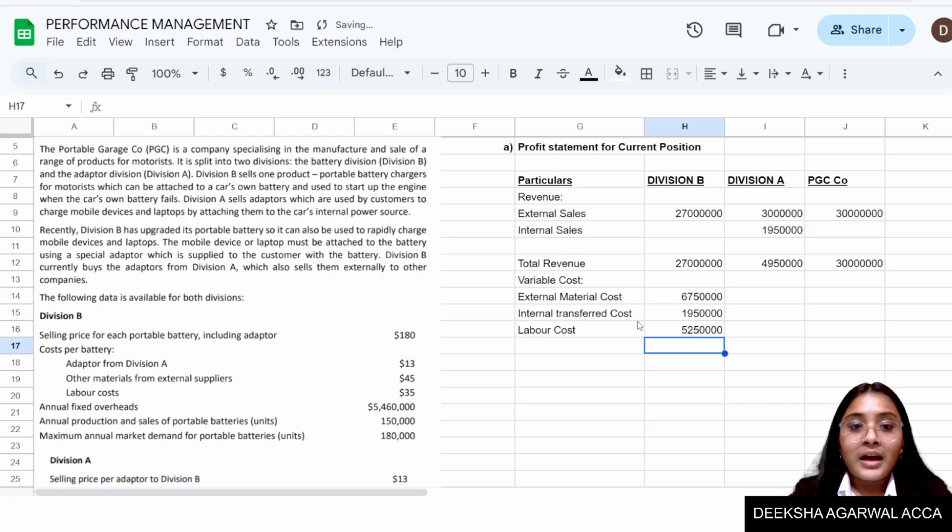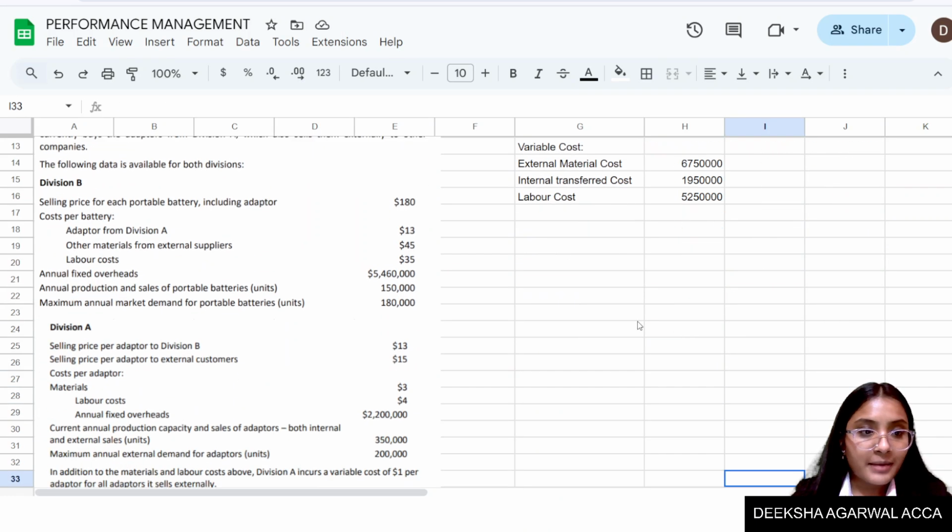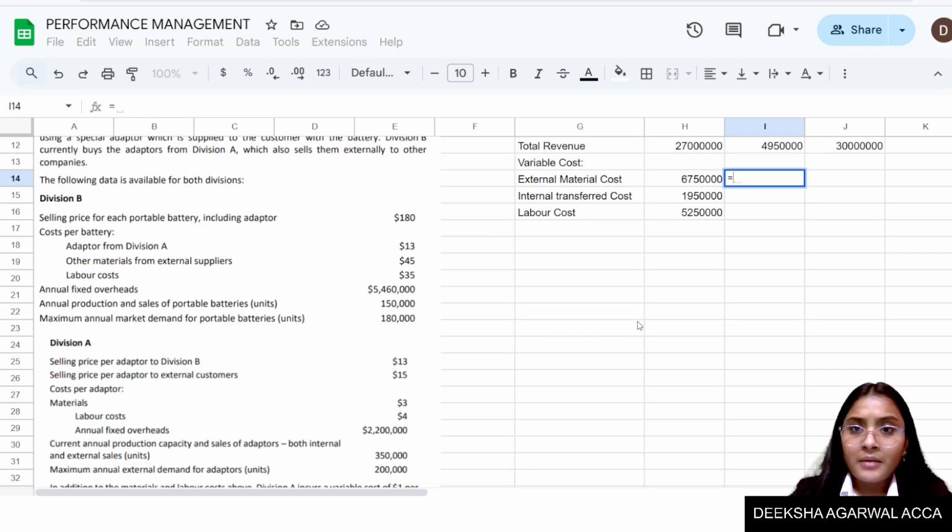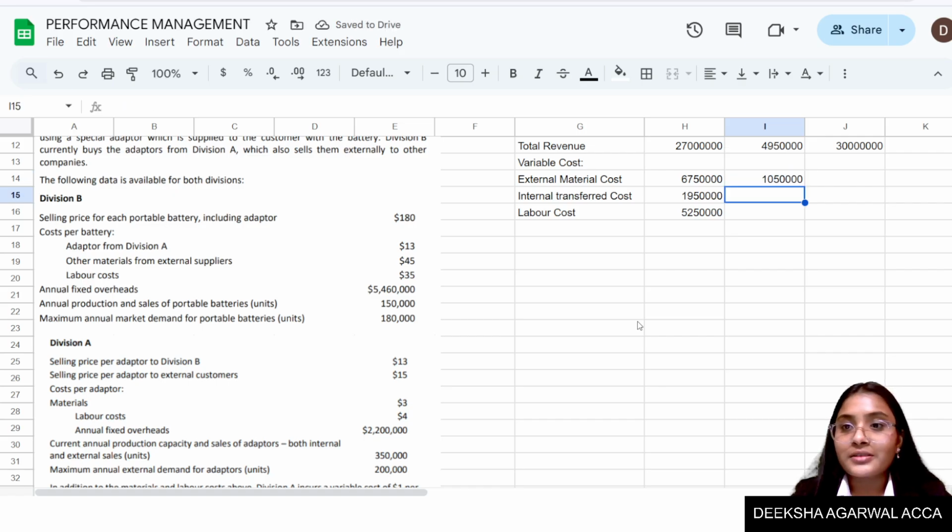Right now, the next thing is here. How much cost am I incurring to make an adapter? $3. How much will be the $3 cost that is arising? 3 into how many units you are selling? You are selling 3,50,000 units, isn't it? How 3,50,000? 2 lakh to your external customers and 1 lakh 50,000 to your internal. But ultimately, the variable cost will be the same only. That's how you are getting it.